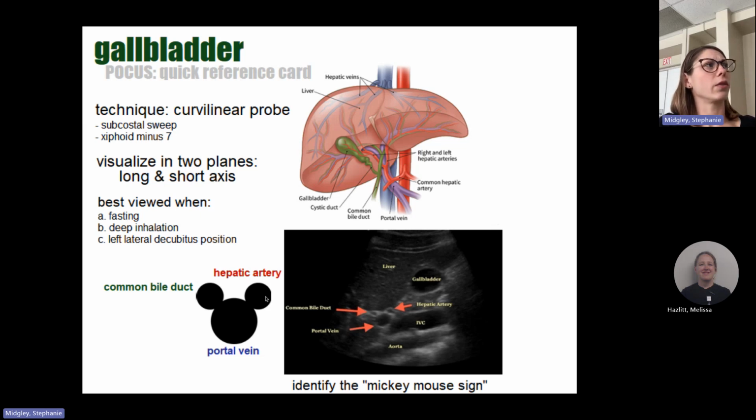We kind of start with looking for that Mickey Mouse sign. Now, about 15% of the time, this general anatomy with the hepatic artery on the right and the CBD on the left is actually flipped in some people. So the best way is to put the color flow on it and figure out which one is which.